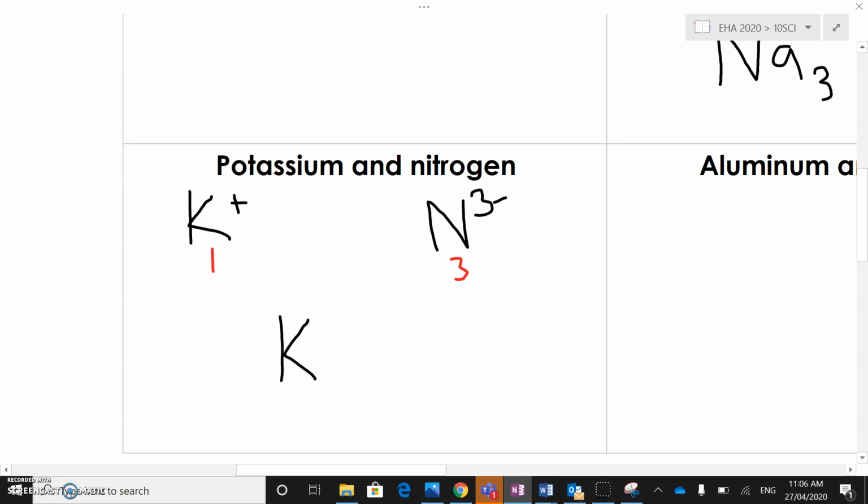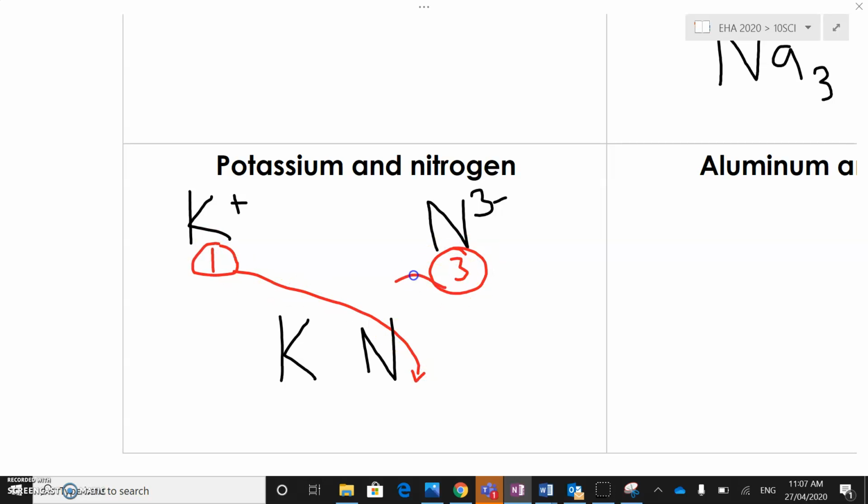Here I'll write the chemical symbols of my ions in, so I'm ready to go. And what I do is I simply swap and drop those charges. So 1 for the potassium, 3 for the nitrogen. So just swap it and drop it down there. It saves our working. I'm just going to write in black now.